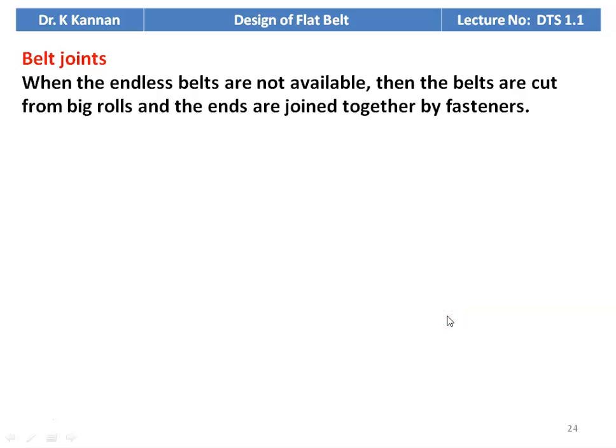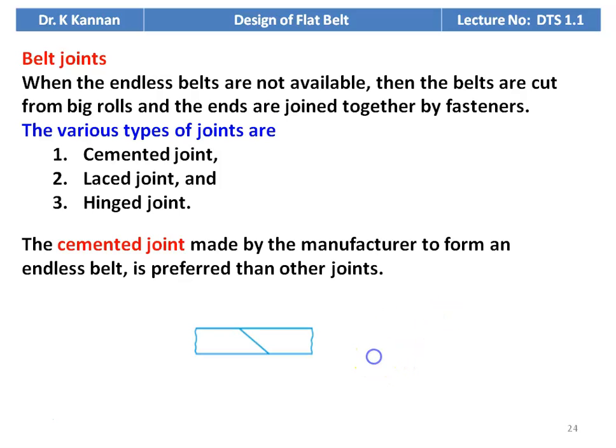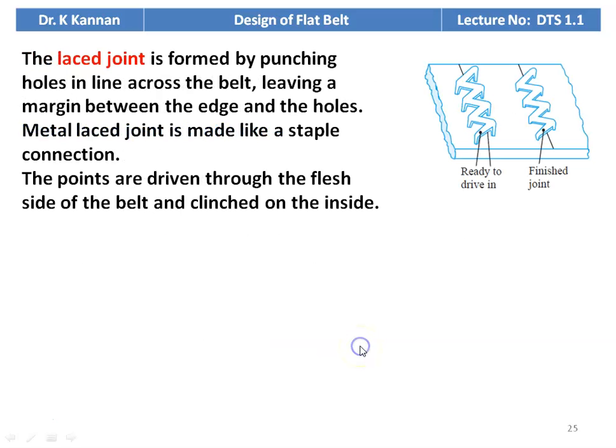Then we discuss the belt joints. When endless belts are not available, the belts are cut from the big roll and the ends are joined together by fasteners. There are three types of belt joints: cemented joint, laced joint, and hinged joint. Cemented joints made by the manufacturer to form an endless belt are preferred over other joints. They are joined together by the manufacturer himself and it is made as an endless belt.